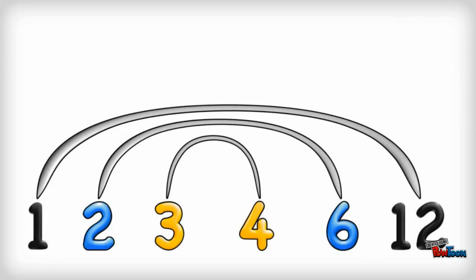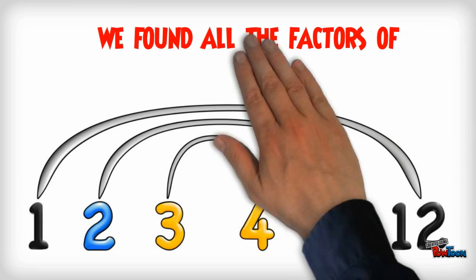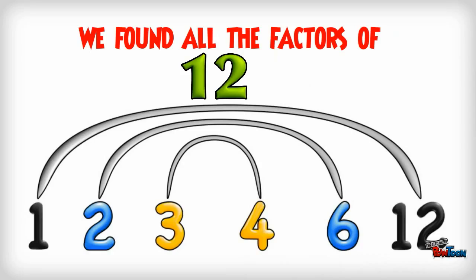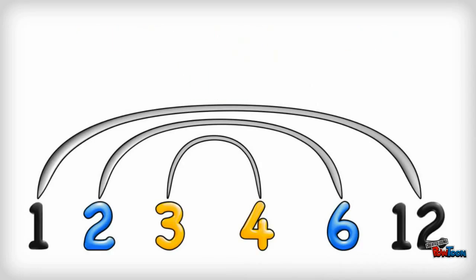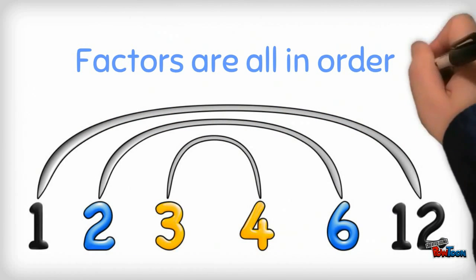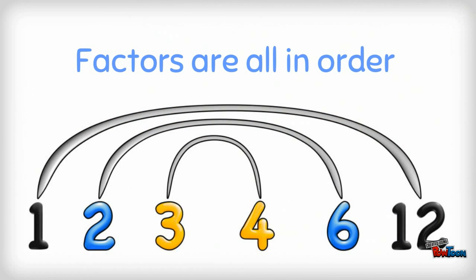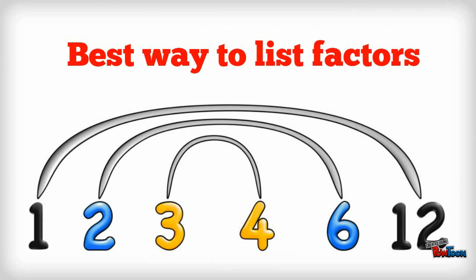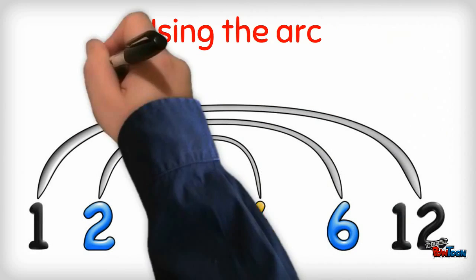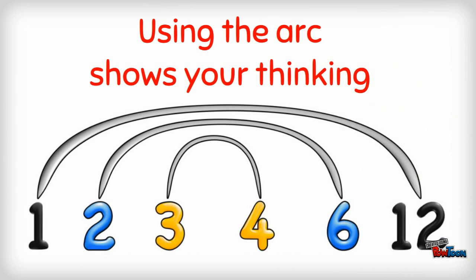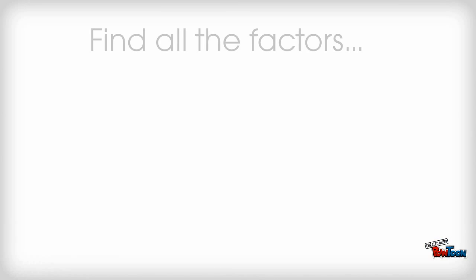3 and 4 are consecutive numbers, so we know we finished because there's no whole number between those two. We've just found all the factors of 12. Notice that because we worked from the outside in, the factors are in order. This is the clearest way of showing all the factors of a number, and using the arc for each factor pair shows your thinking. We'll do one more example.